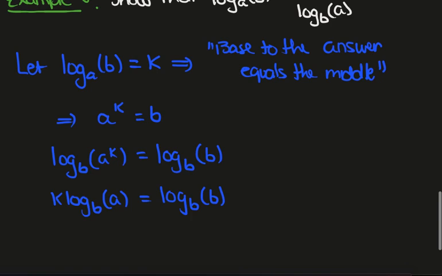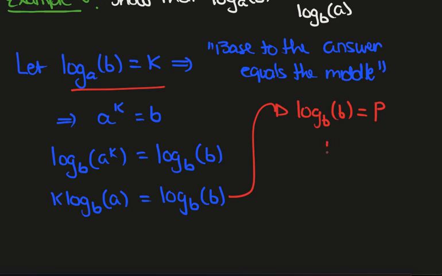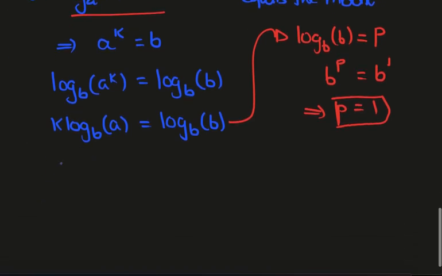And now I need to figure out what log_B of B is. So it's a proof within a proof. Let's set log_B of B equal to, let's call it P. It's the same reasoning as what we did here. Then base to the answer equals the middle. And so what does P have to be? Well, by basic index equations, P has to equal 1 because the base is the same. So if we apply that to here, what we find is that K log_B of A is equal to 1.